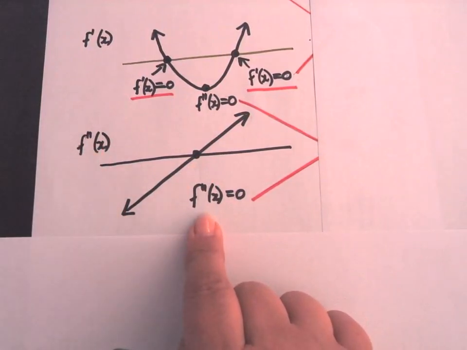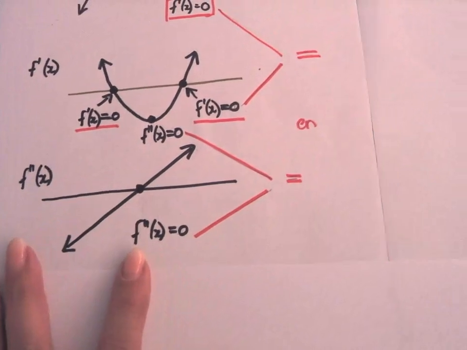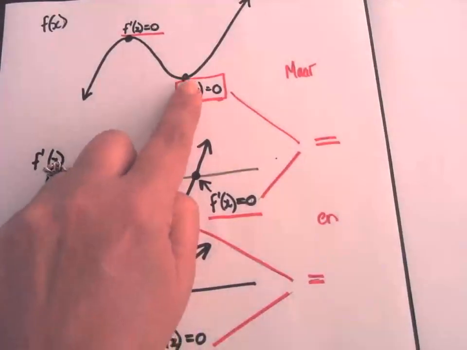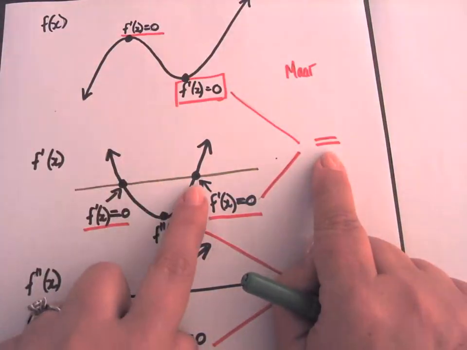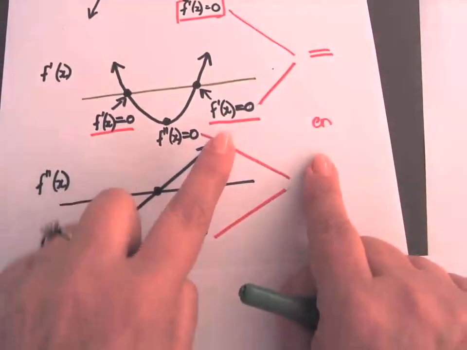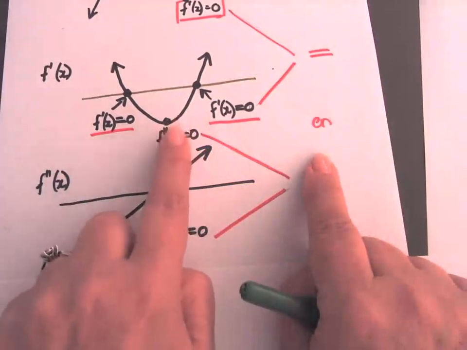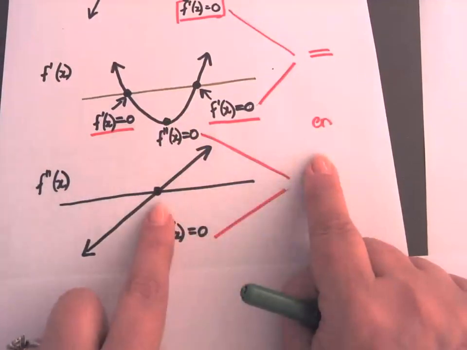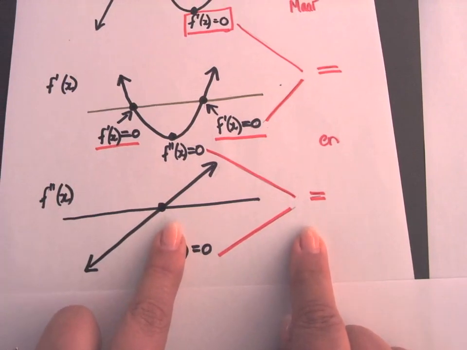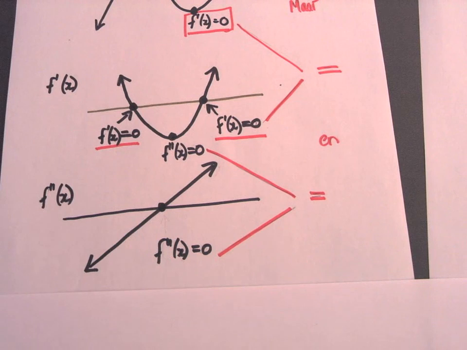Alright. Okay. So what you should realize is that the turning point, the x value, is the same as the x-intercept of the next graph. And the turning point here, the x value, is the same as the x-intercept of the next graph. Okay. That's what you should know for today's lesson.